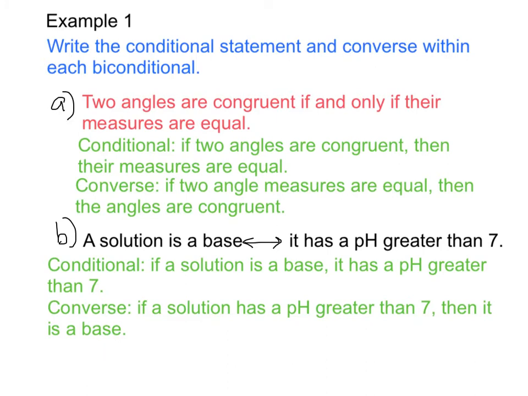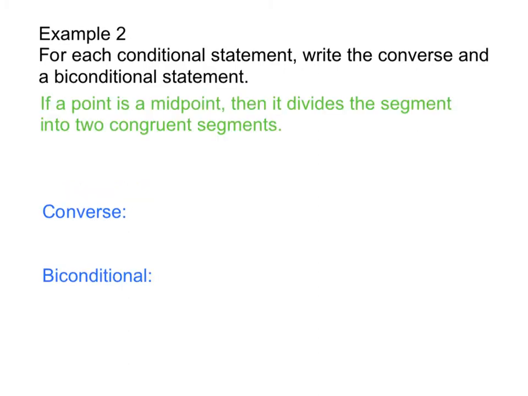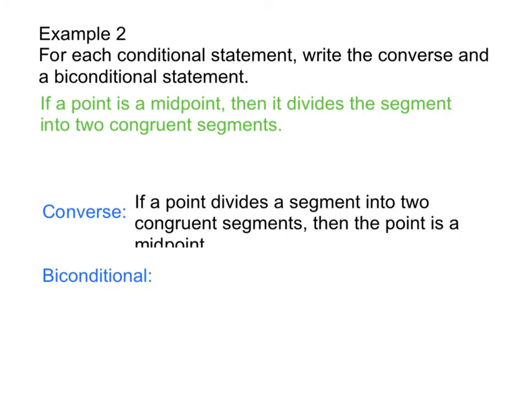In example 2, we're going to be given the conditional statement, but we want to write the converse and a biconditional statement from the original conditional statement. So here's your conditional statement. If a point is a midpoint, then it divides the segment into two congruent segments. So why don't you write the converse down? What would the converse be? The converse would be, if a point divides a segment into two congruent segments, then the point is a midpoint.